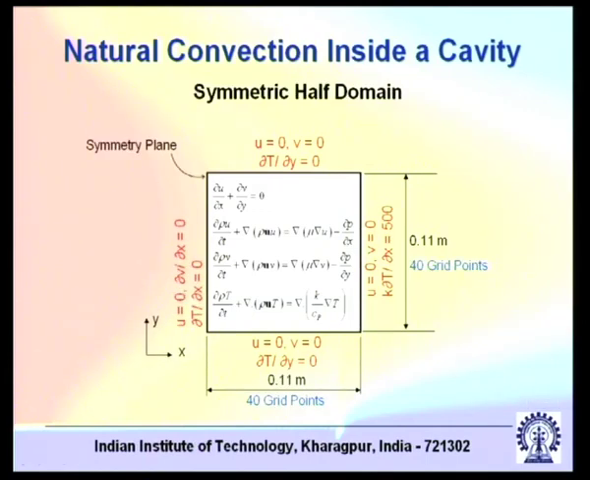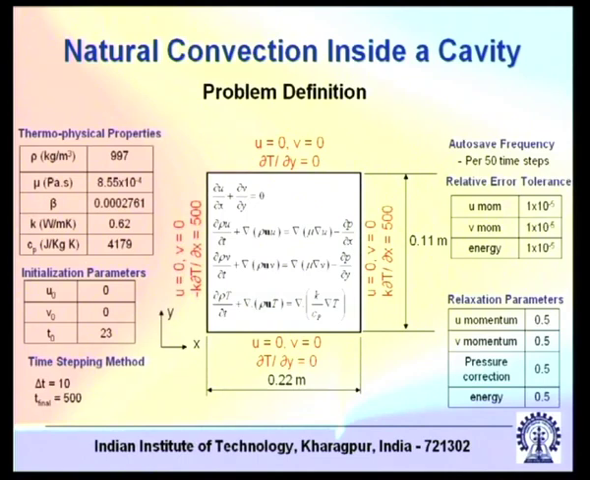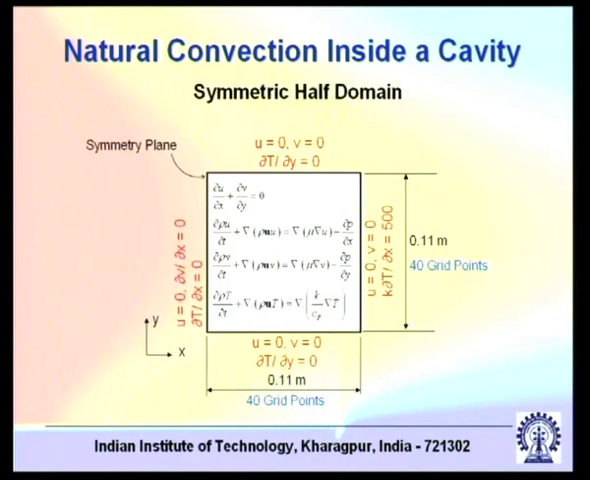Now let us try to solve the problem by considering the symmetry of the problem. See, the problem is symmetric with respect to the center line. So if you pass an axis through the center line, then the left hand side and the right hand side are exactly symmetric. So you can solve half of the domain to save your computational effort. So what you do, you consider a symmetric half domain, where this is the center line, the symmetry plane on the center line of the rectangular cavity.